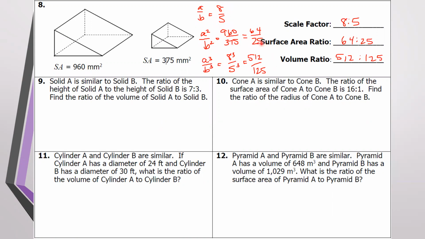So if I have 64 over 25 as a squared over b squared, how would I undo a square? Square root. So the square root of 64 is 8. And the square root of 25 is 5. So now I know my scale factor is 8 over 5. A is 8, B is 5. So to find my volume ratio, I need to take that A and cube it, B and cube it. And you get 512 to 125. Make sure you know how to cube a number on your calculator. If you need help with that, let me know.